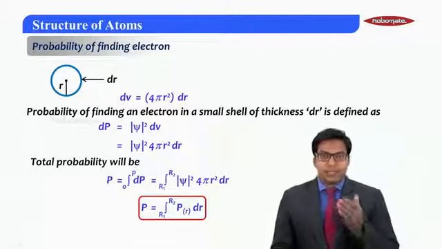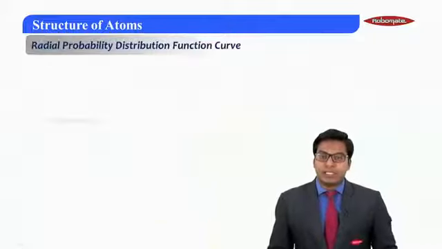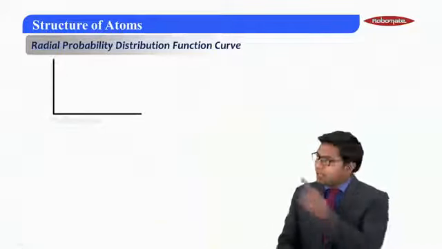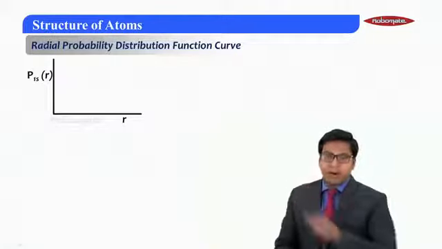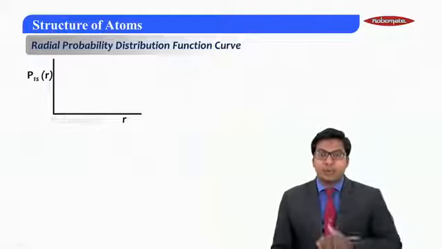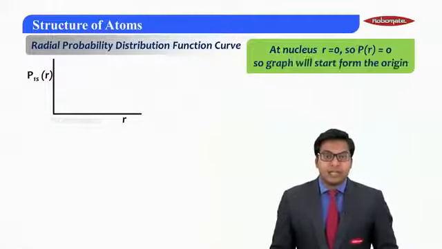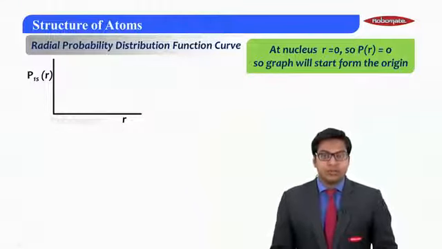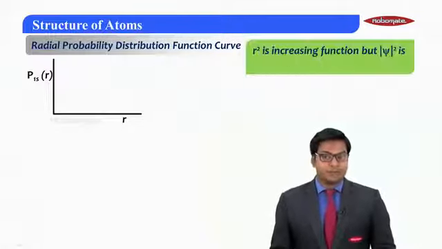Continuing this, now we will try to draw the total probability versus r. So let us see that first. If I draw the total probability versus r here, that P(r) is the probability distribution function versus r. Now at the nucleus r is equal to 0, so P(r) will be 0. So the graph will always start from the origin.